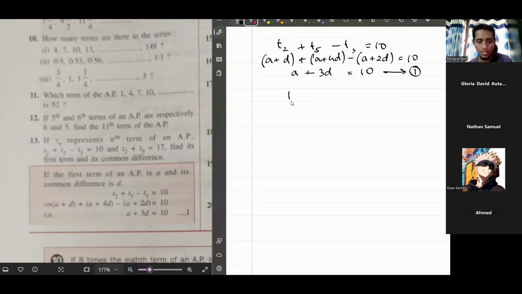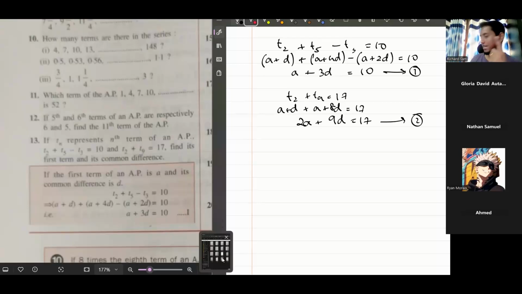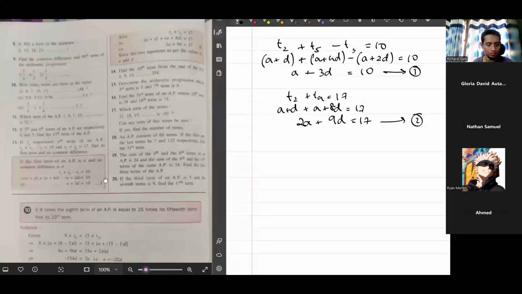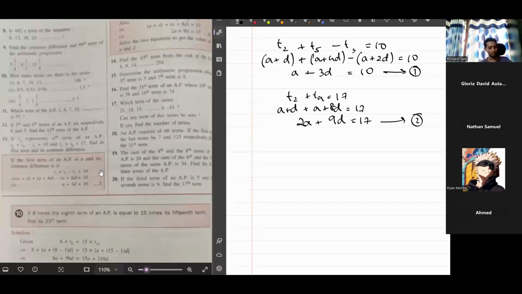Then they gave another equation, that is T2 plus T9 is equal to 17. So that is A plus D plus A plus 8D is equal to 17. So that is 2A plus 9D is equal to 17. This will be your second equation. Simultaneously solve first and second equation, you'll get A, the first term, and D, which is the common difference. Is everyone clear with this? Take a minute, write this if you want, read through the other questions, see if you have any doubts.